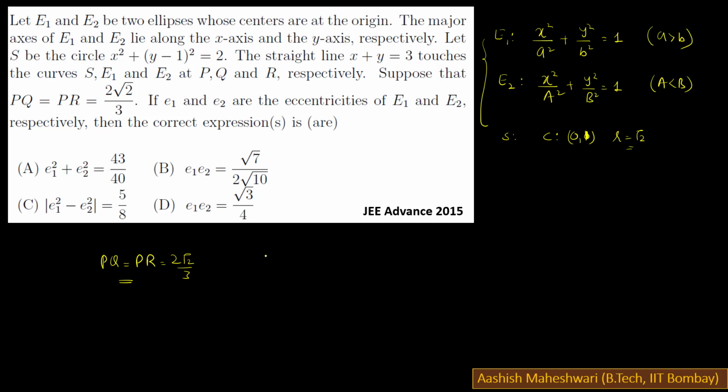So what is the eccentricity? For the first ellipse E1, which is a horizontal ellipse with a greater than b, e1 square is 1 minus b square by a square. And for the second, which is vertical, e2 square is 1 minus a square by b square, because this is a vertical ellipse, a is less than b. So ultimately you have to find these two values, right? So how will you approach this? How will you get the relation in e1 and e2, a and b? That is what we have to understand.